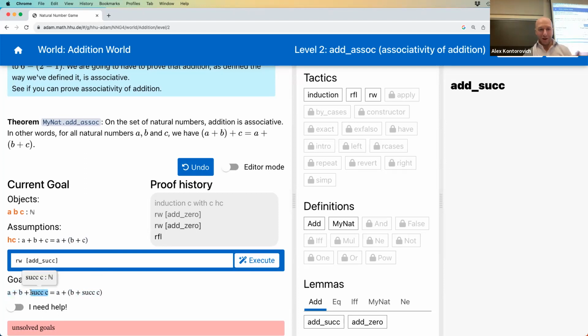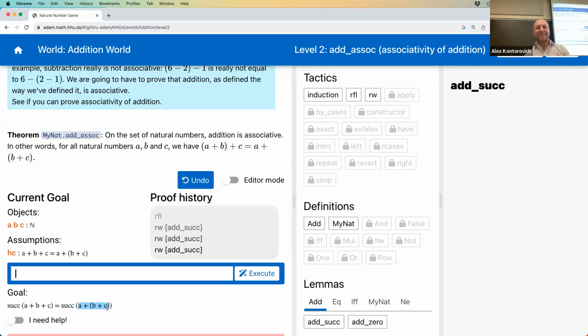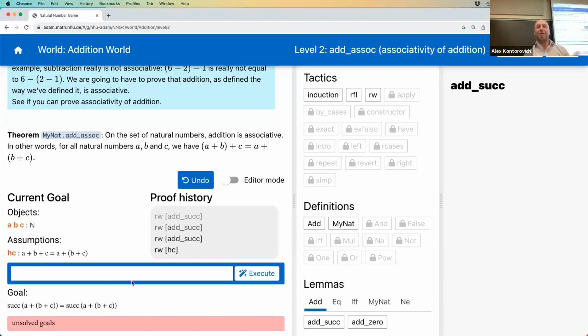Perfect. So it's going to find the first instance of plus successor and pull that successor outside. Now what? Yeah, we have to do it again to pull this successor all the way out. So we'll rewrite add_succ again. Now we have to do it again. Let's rewrite add_succ again. Now we can do the induction. So rewrite HC. And now it's REFL. So we could have done, let me undo those 4 moves.